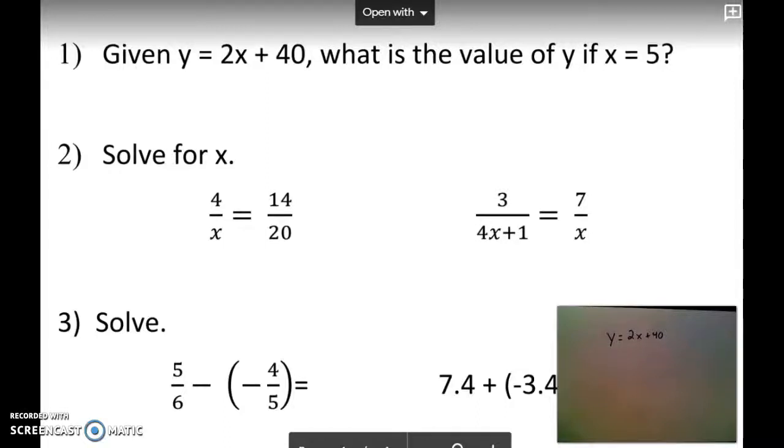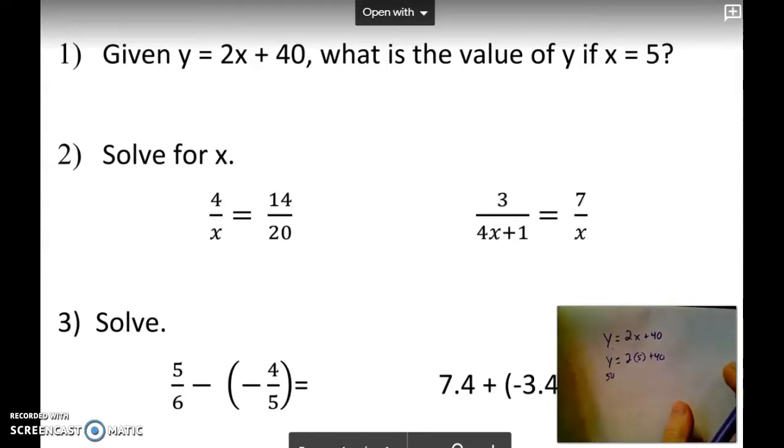Here are the answers to the warm-ups on May 13th. So if we're given this linear equation, and I also tell you that x equals 5, what's the value of y? So it's simple substitution. You replace the x with a parenthesis, so you can put the new x value in, which is 5, and then you just solve. 2 times 5 is 10, plus 40 is 50, so that's the value of y.